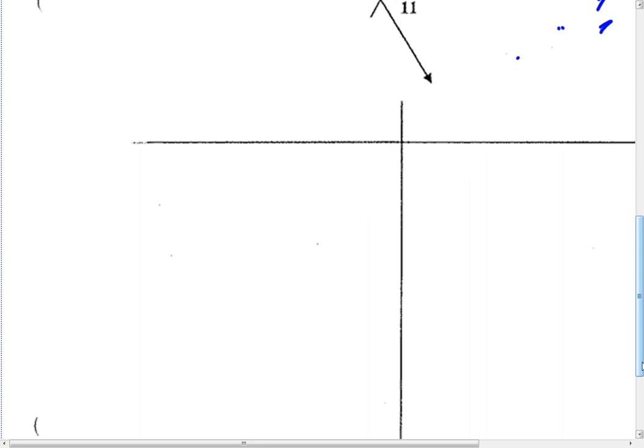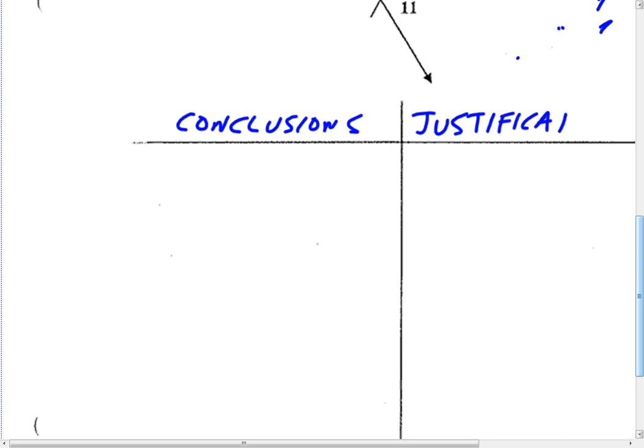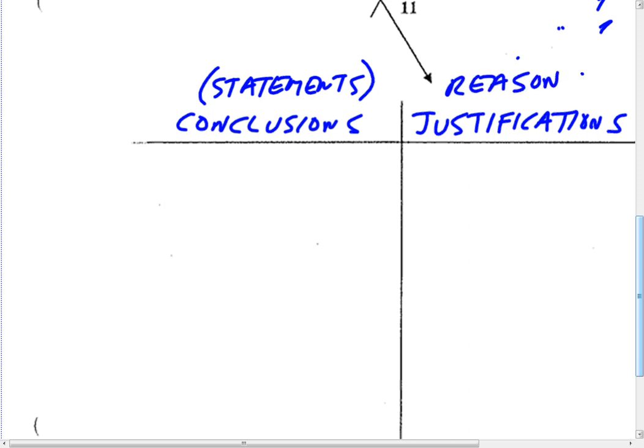Down here, write down conclusions and justifications. Every few years, textbooks like to change these terms. This could also be statements and reasons. Basically, in column 1, you say something. In column 2, you say why you said it.